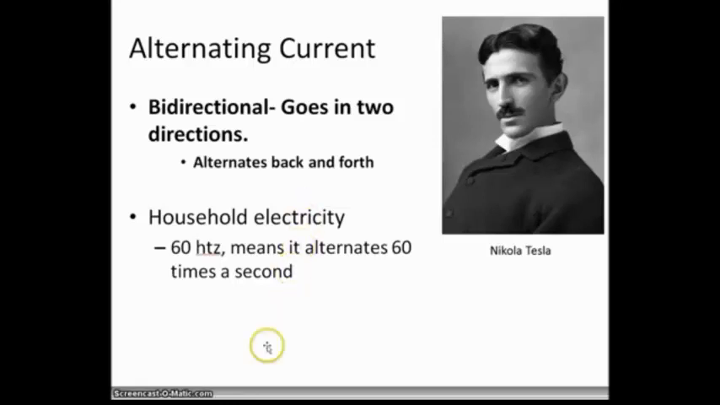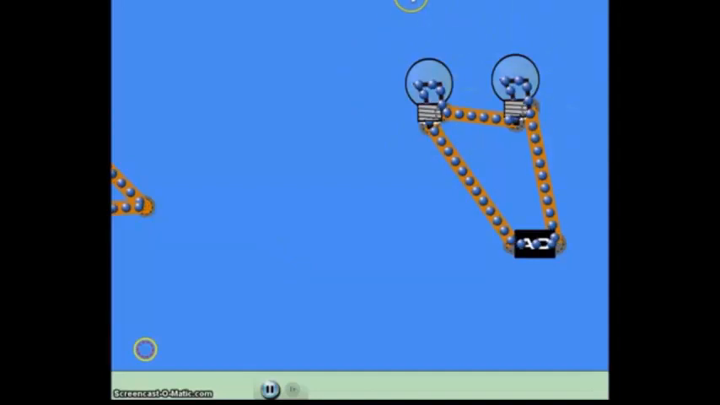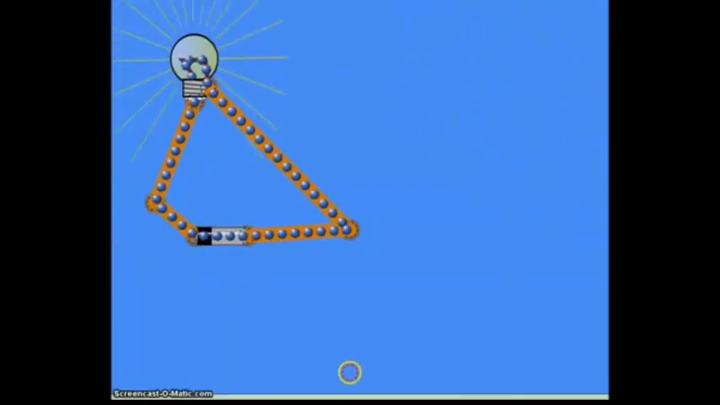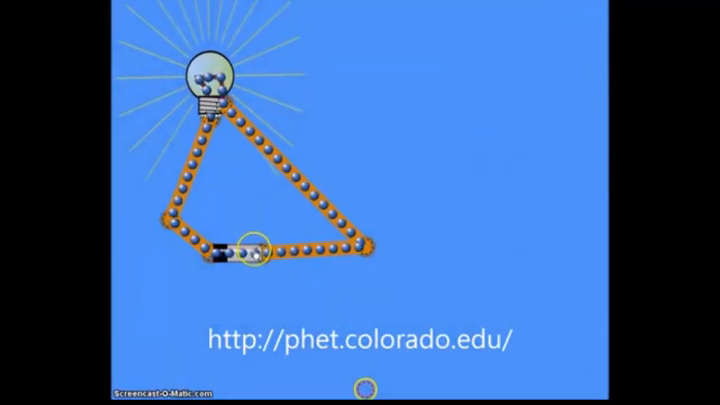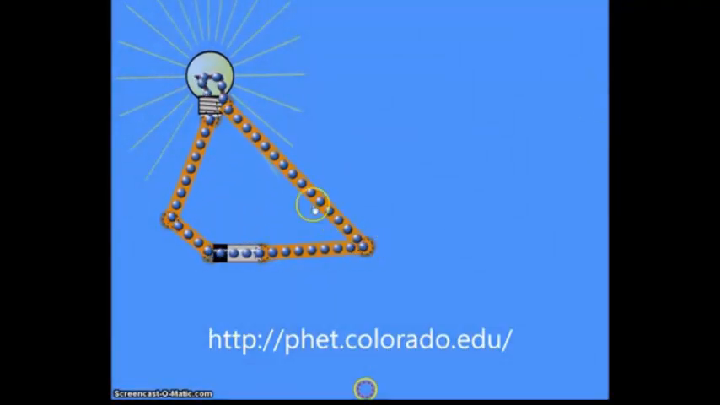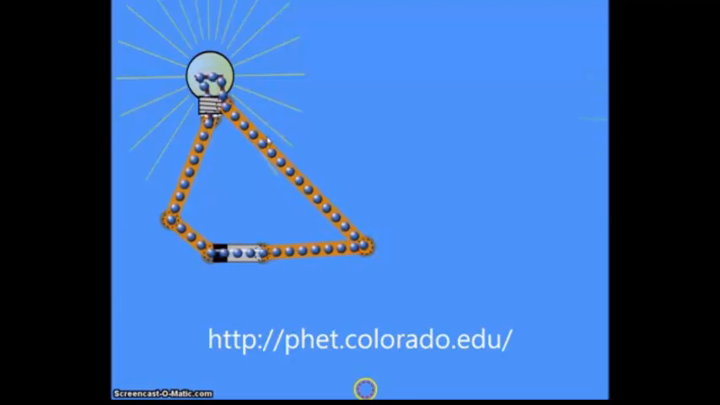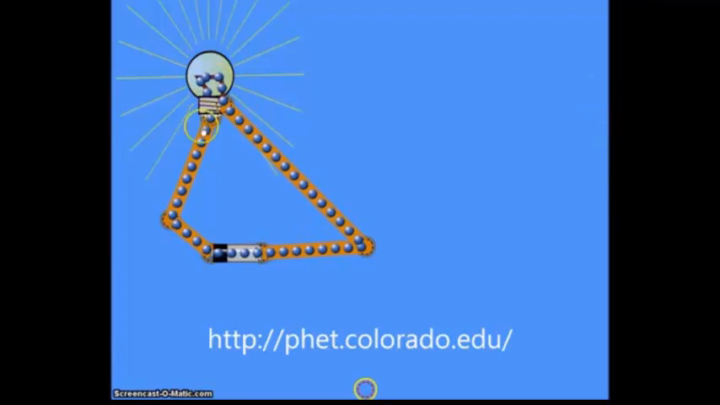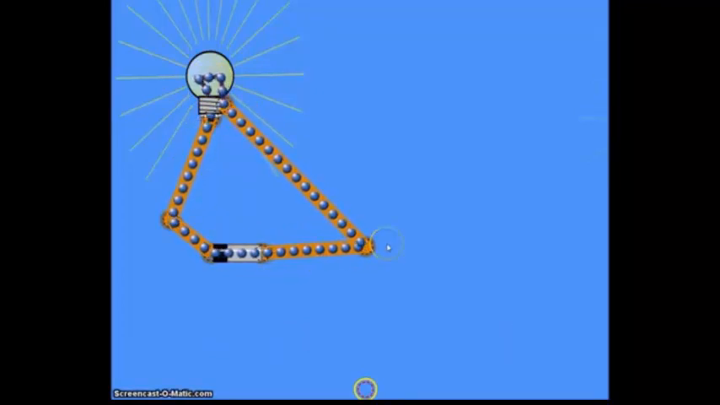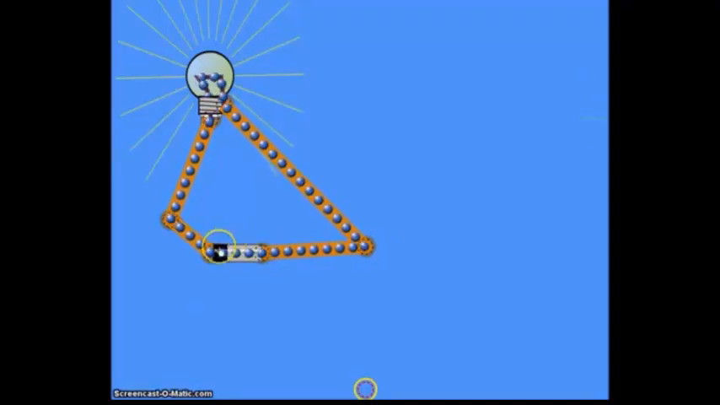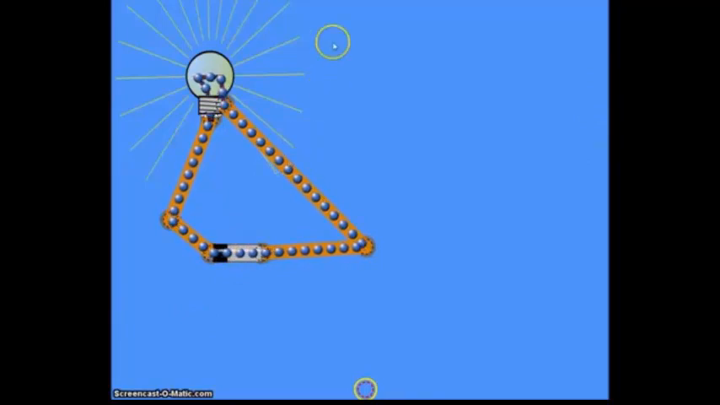And we can see that with our little lab activities here. So we're going to first go to direct current, one path. If you take a look at the electrons here, this is using our little PHET activity, P-H-E-T. You can see the electrons are going one way, just one direction. There's no fancy alternating back and forth. There's one direction. There's flow.